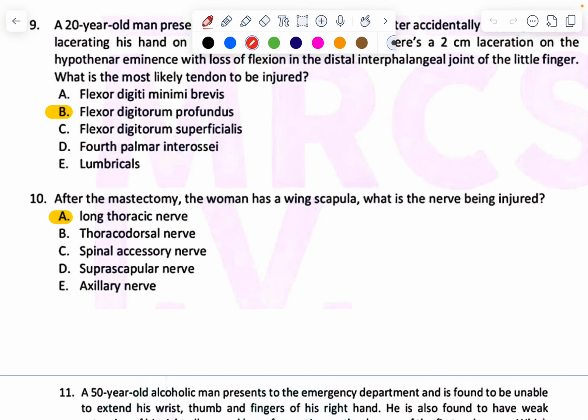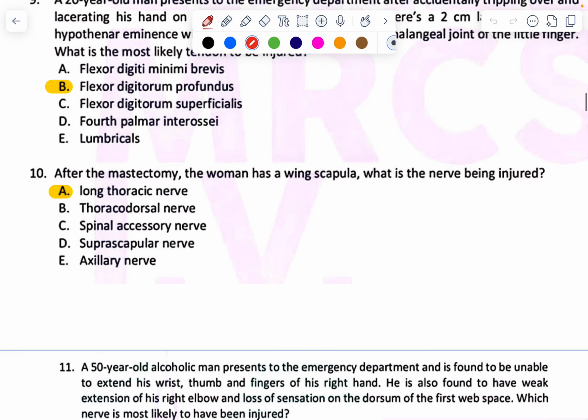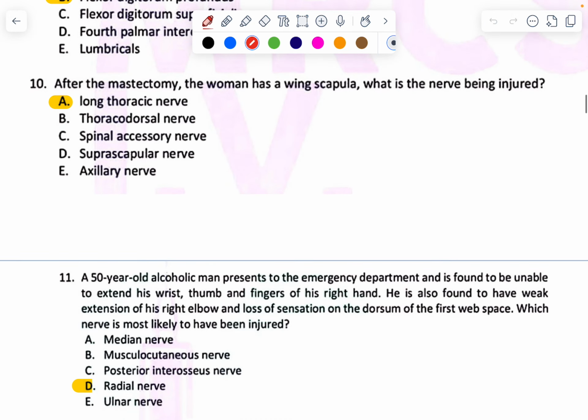A 50-year-old alcoholic man is found to be unable to extend the wrist, thumb and fingers of his right hand. He is found to have weak extension of the elbow, and loss of sensation over the dorsum of the first web space. Which of the following nerves is most likely involved? Now, elbow extension is by the triceps, which is supplied by the radial nerve, which also supplies the first web space.